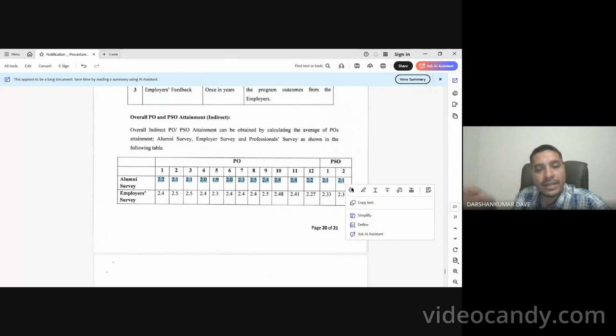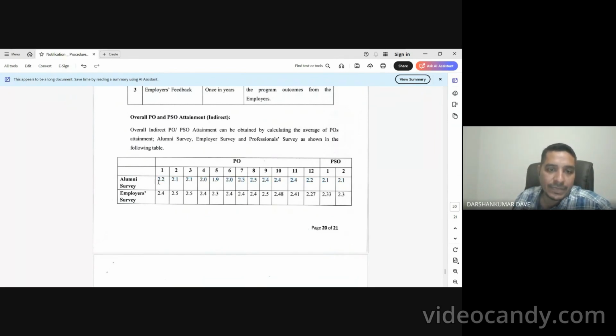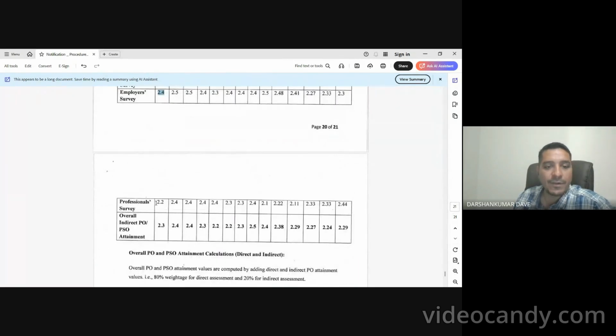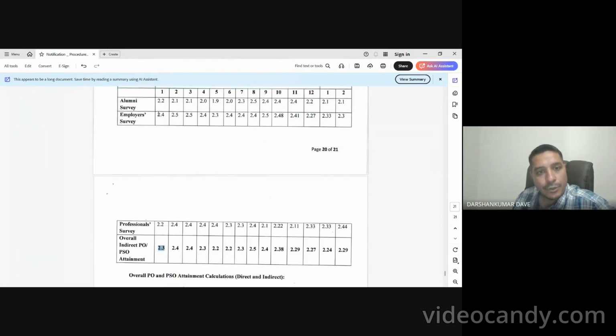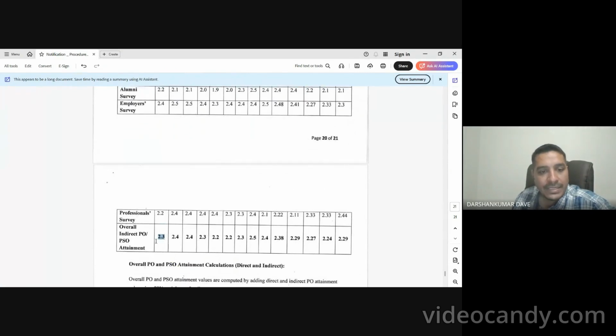And those ratings of 1, 2, and 3 are then listed in a table. Alumni 1, alumni 2, alumni 3, and the response for each program. And then the average is taken. That is how this is obtained. It is a very ordinary process. You people also do that. Similarly for employers, similarly for professionals, and then their average is taken. So 2.2 plus 2.4 plus 2.2, the average is 2.3. This is your indirect PO attainment.